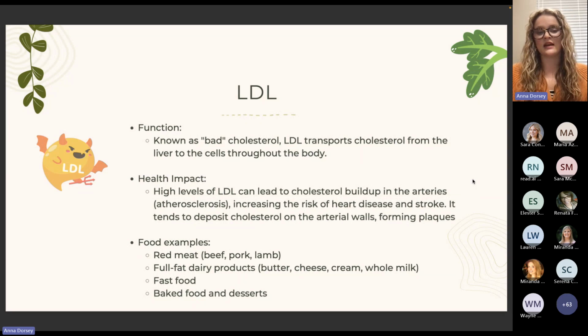And yeah, some foods that are going to be really high in LDL cholesterol are things like red meat, full fat dairy products, fast foods and desserts, and really high sugar foods.